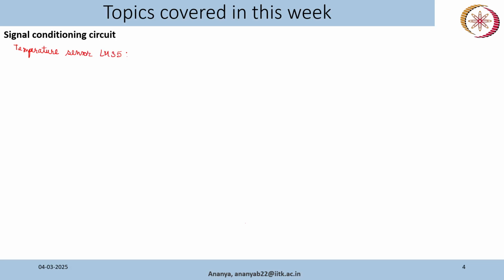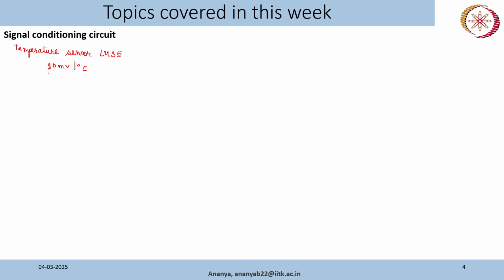Okay, and the sensitivity of this temperature sensor is 10 millivolt per degree Celsius. The input to this sensor is the temperature, and the output is electrical in nature. So it's like an electronic or electrical sensor, you can say. The output is in volt, okay, 10 millivolt per degree Celsius. So it gives us an analog output, okay, not digital.